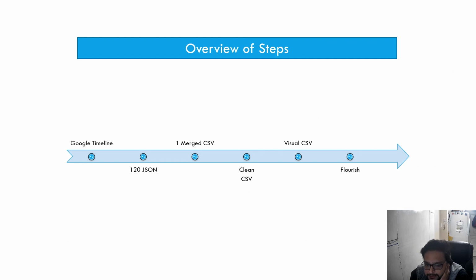Now, the next step is the Python scripts. After the Google Timeline step, I will be parsing through 120 JSON files. That's 12 files per year, and there are 10 years, so that gives us 120. After that, I'll merge it into one CSV, and after merging it, I'll clean that CSV. The cleaned version can then be filtered to give multiple visual CSVs so that I can put it into Flourish. This is the high-level overview of the Python step.